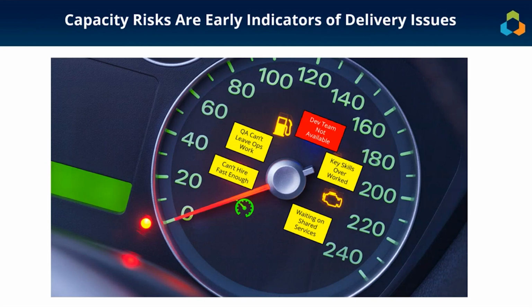We believe that tracking capacity risks is a fantastic way to reduce overall project delivery risk because capacity risks are always early indicators of delivery issues. If you're starting to see the kinds of issues that I've highlighted here, where people can't pull off of ops work in a timely fashion, if you're constantly waiting on shared services, if you're aware of key skills or people that are looking to leave your enterprise because they're always being asked to do heroic efforts, working 60 to 70 hours a week consistently, then you've come to the right place. And this is the right discussion because these kinds of capacity risks always portend other significant delivery risks, specifically in terms of schedule and budget.